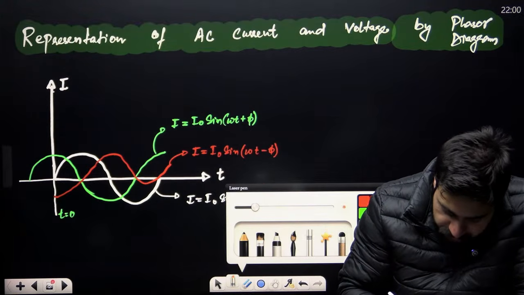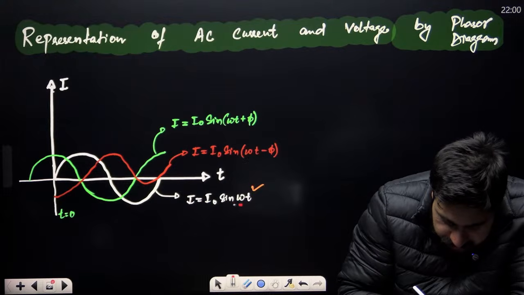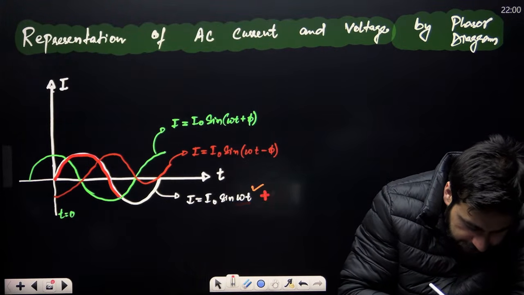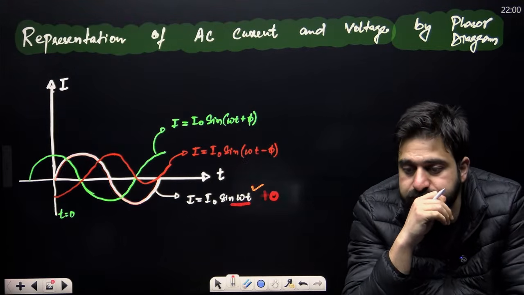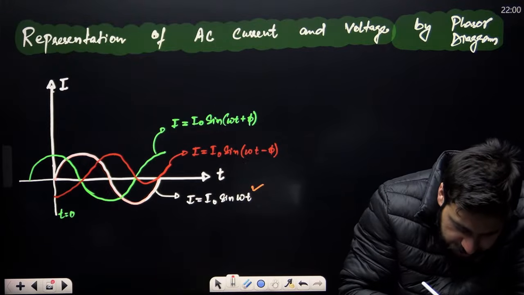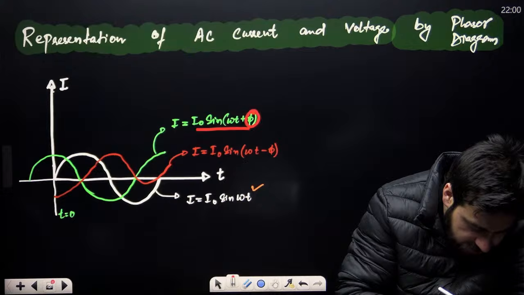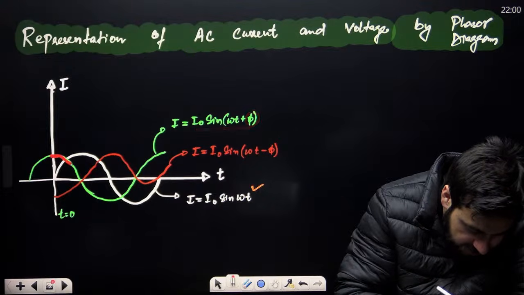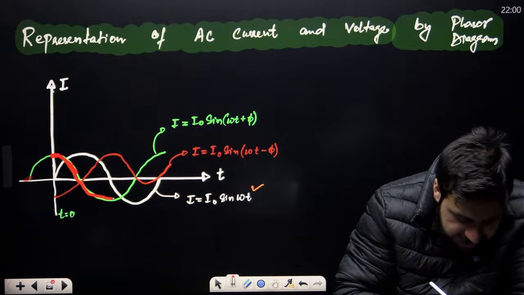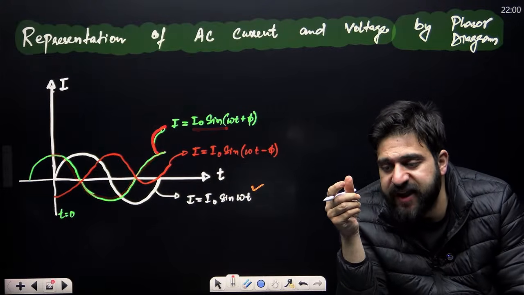If you take a look over here, this I naught sine omega t only has plus minus phi how much? 0. It is starting from the origin because it has the initial phase as 0. And this one, I naught sine omega t plus phi, is starting from maximum. You have to check from the origin itself. It is starting from maximum because it is sine omega t plus phi.